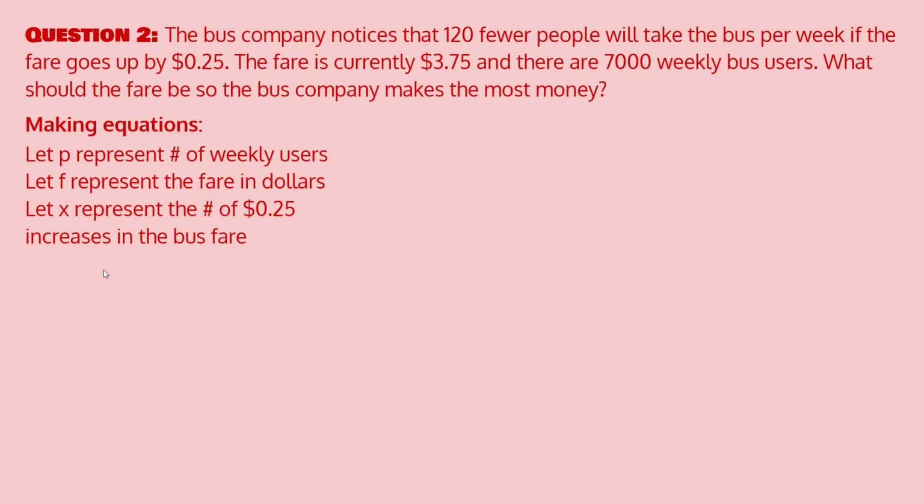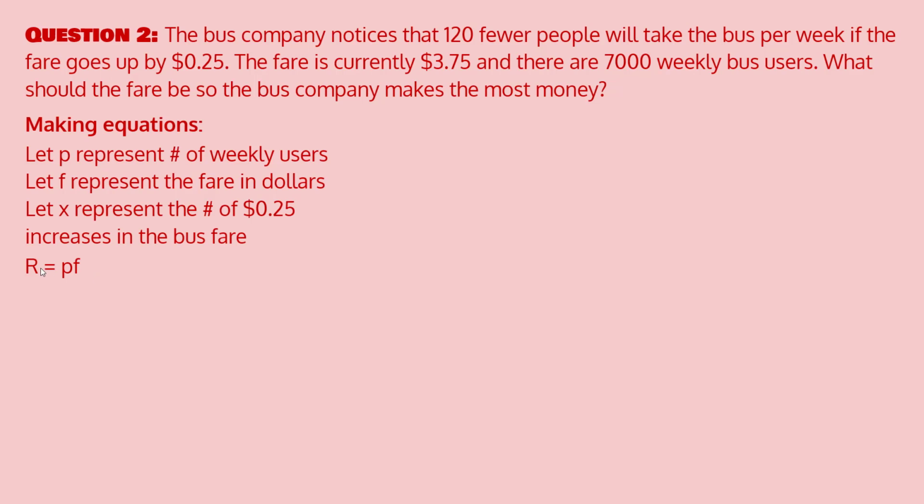Then the next variable that might not seem as obvious is let x represent the number of 25-cent increases in the bus fare. Because yes, this is a variable. We are changing how many times we've increased or decreased the bus fare by 25 cents. Next, I'm going to say the revenue coming into the bus company is going to equal the number of weekly users times the bus fare. That's going to represent how much money is coming into the company.